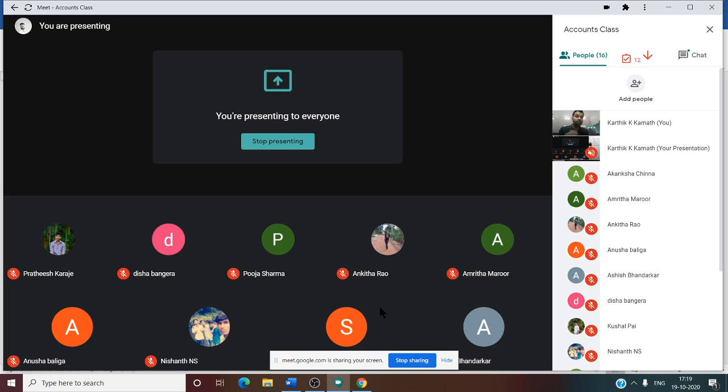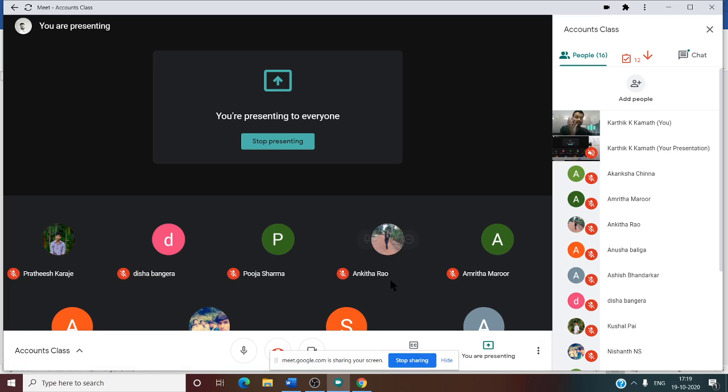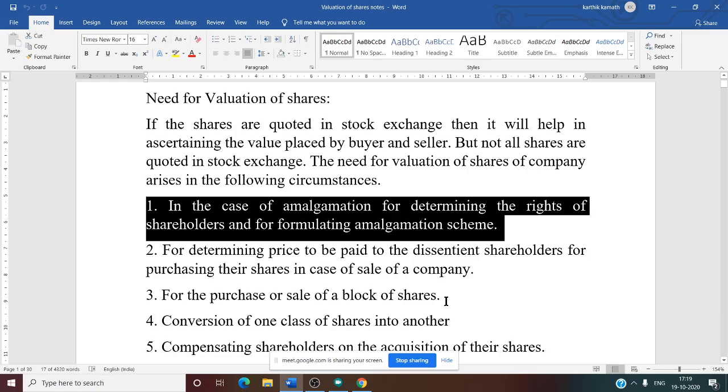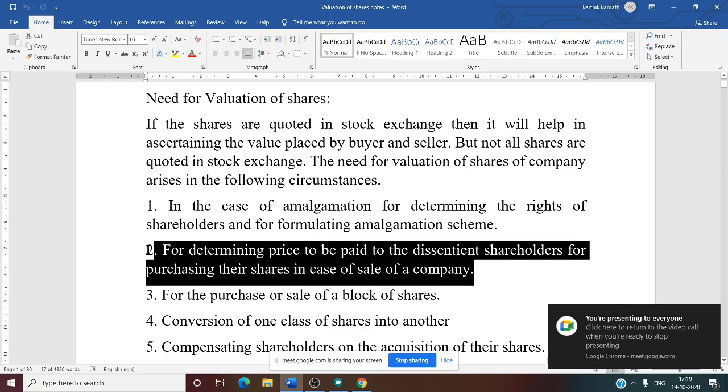Why is valuation of share needed? Because there may be different types of share capital: equity share capital and preference share capital. It may be partly paid up share capital or fully paid up share capital. These may be affected if someone is not ready to pay the amount, for example if the shareholders are not ready to pay the call money, or if the shareholders are not traceable. In these cases, valuation of shares becomes necessary. That is the first one.